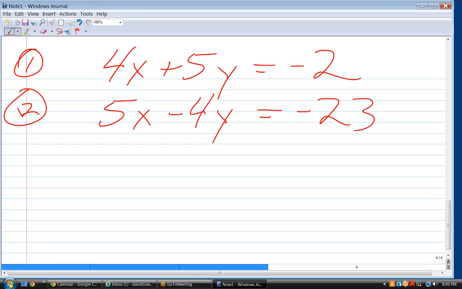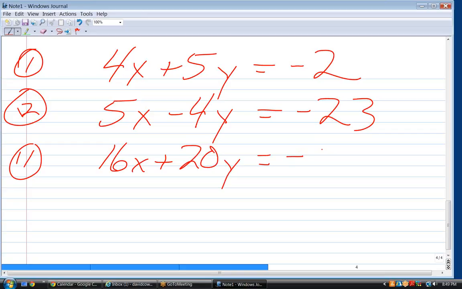Can you move the y? Well, it's not obvious as to how to do it, but what if I multiply equation number 1 by 4 and equation number 2 by 5? What does that give me? Multiply equation number 1 by 4, what do you get? Okay, so you're going to have 16x plus 20y equals negative 8. Okay? I'm sorry.